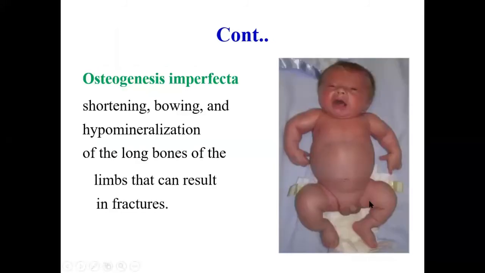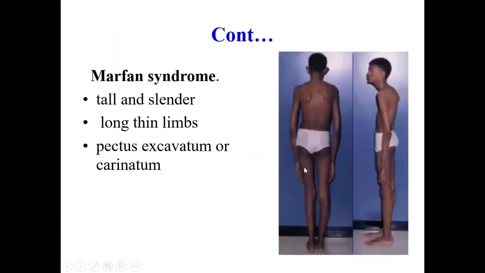Osteogenesis imperfecta. In this condition, here we see the upper extremity and lower extremity are short and bowed. There is bowing of the extremities. And this is just the opposite. Here all the limbs are tall and slender. So this syndrome is known as Marfan syndrome. And there is also thoracic cage defect, pectus excavatum or pectus carinatum. Excavatum means depressed sternum, carinatum means protruded sternum.